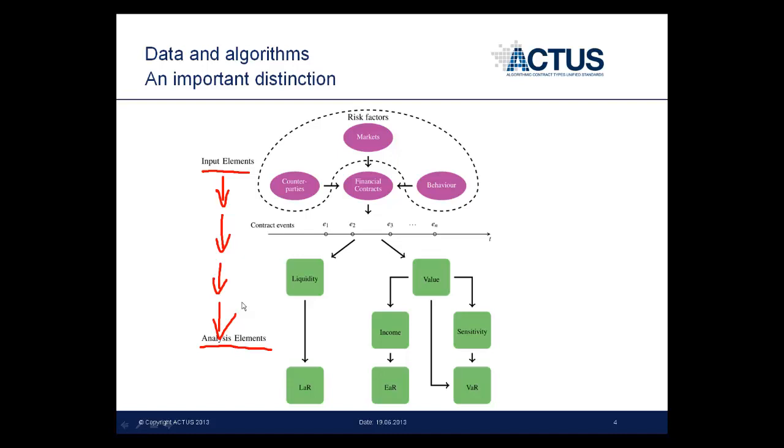In this picture, the input elements rather represent data. That's the way the picture is drawn. Financial contracts, however, are also made up of algorithms, since the rules of the contract, which are programmed by ACTUS in form of contract types, can be represented by algorithms. Algorithms that turn the input elements into analysis elements. If I drew a line where data ends and algorithm starts, it would be here.